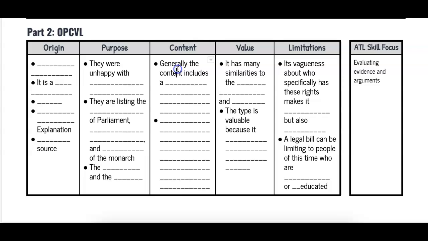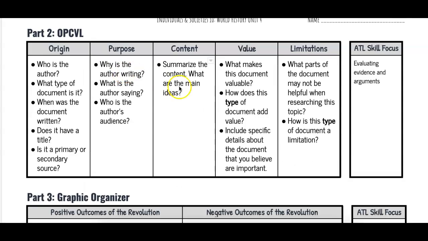So our first bullet point: generally, the content includes a list of desired powers and rights for regular people. So pause and fill that in. Now I want you to do this next part.